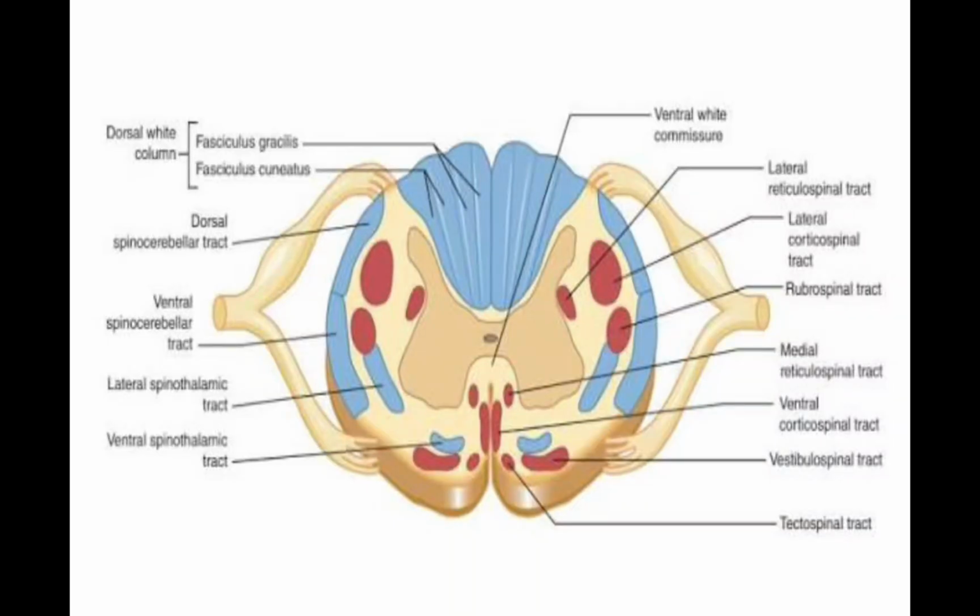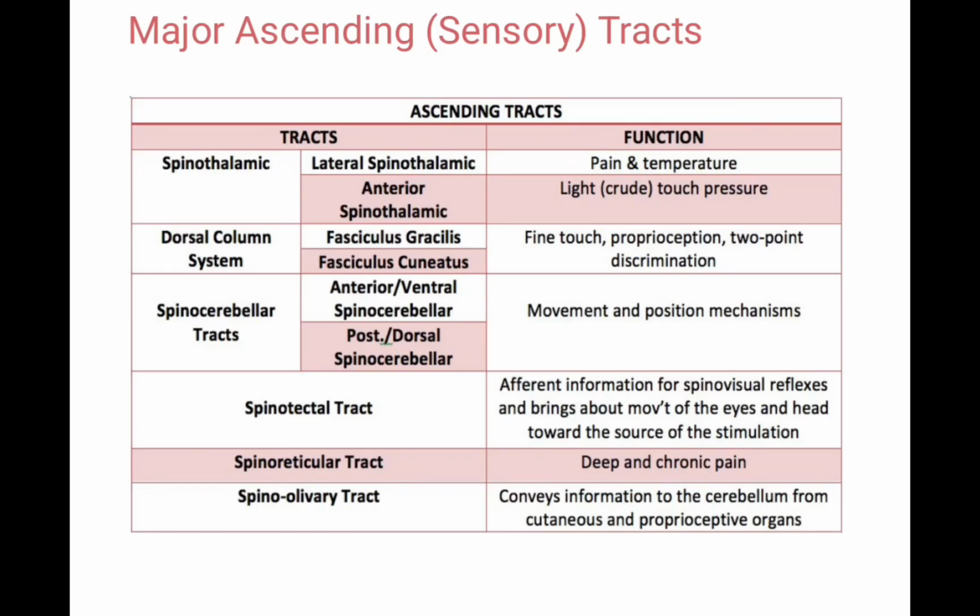So the white matter contains tracts, ascending and descending tracts. Ascending tracts are sensory tracts or sensory pathways. Descending pathways are motor pathways. So let's take a look at the major ascending sensory tracts.